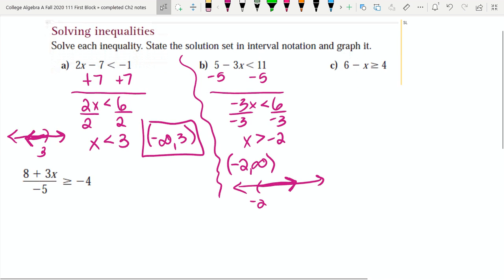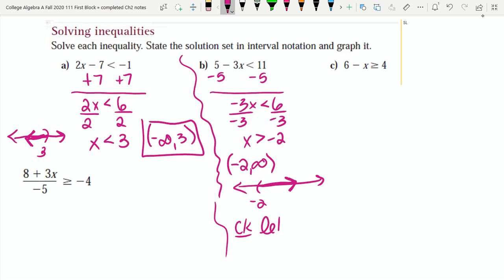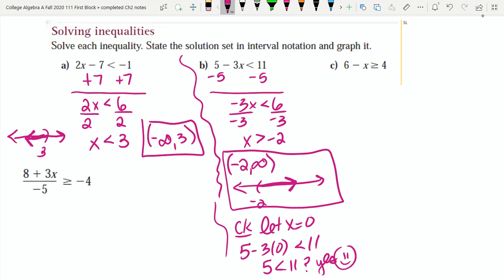So while we're looking at this one, let's do a check on this. So let's let x equal 0. That's a number bigger than negative 2. So is 5 minus 3 times 0 less than 11? So is 5 minus 0 would be 5. So is 5 less than 11? The answer is yes. Great job. We are probably correct. So that is our solution.